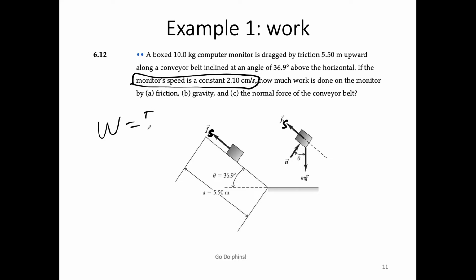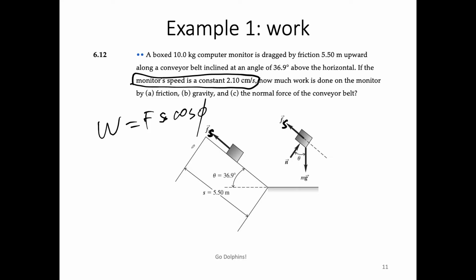Work is force times displacement times cosine phi. Phi is the angle between force and displacement. Now I do know S. So at least I need to find out the magnitude of the force. You can see this question actually comes back to Newton's first law or second law problem, Newton's dynamics that we learned in chapter 4.